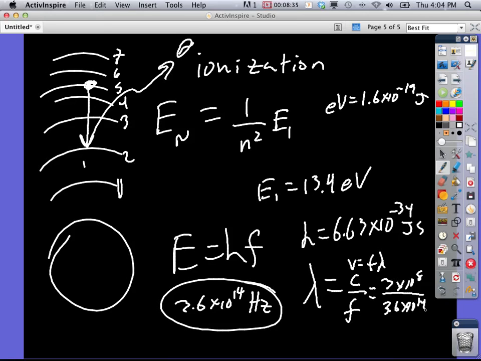So what did you say? It's 8? 8. Okay, that makes sense, because 3 divided by 3.6 would be like 0.8 or something. So 8 times 10 to the what? 10 to the minus 7. Okay, so we get 8.33 times 10 to the minus 7, so that gives us 833 nanometers. That would be to the minus 9.